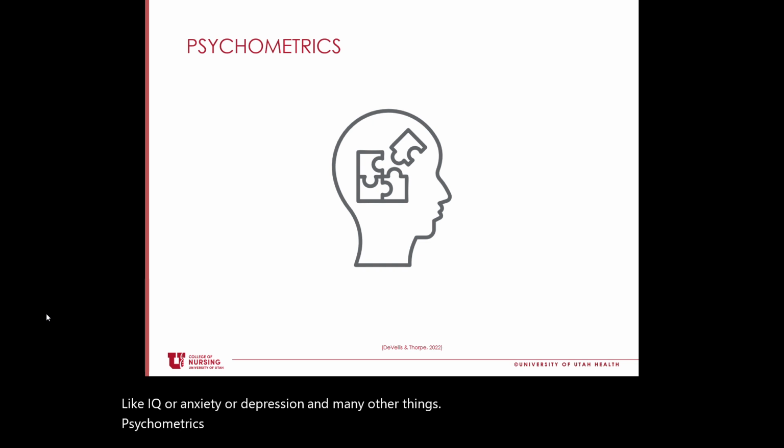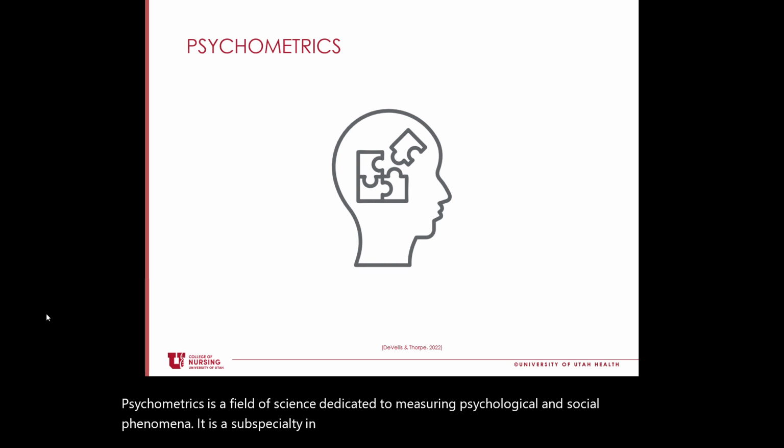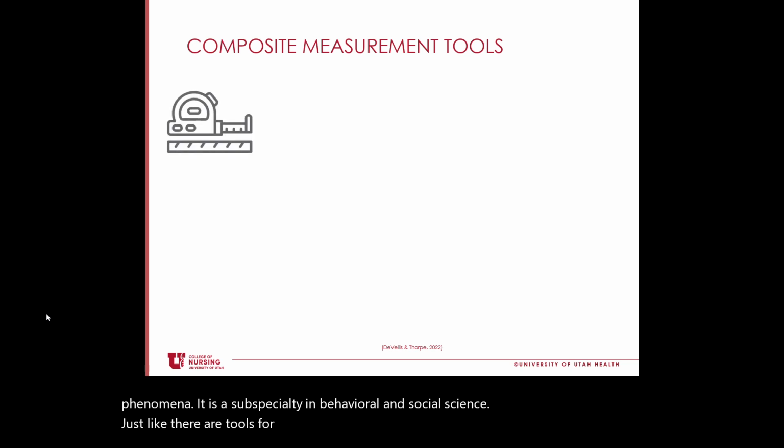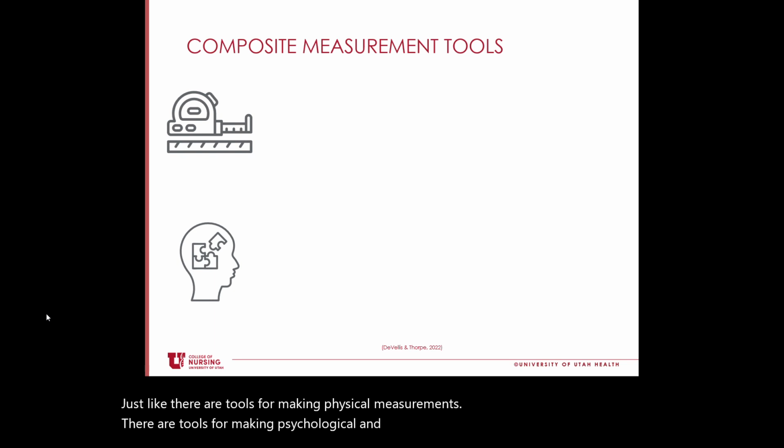Psychometrics is a field of science dedicated to measuring psychological and social phenomena. It is a subspecialty in behavioral and social science. Just like there are tools for making physical measurements, there are tools for making psychological and social measurements. They are used to measure phenomena believed to exist but which can't be directly observed.